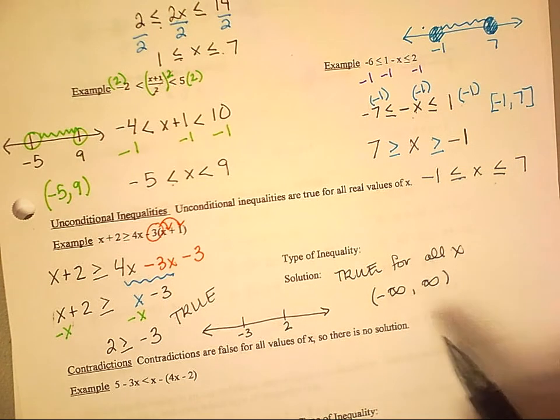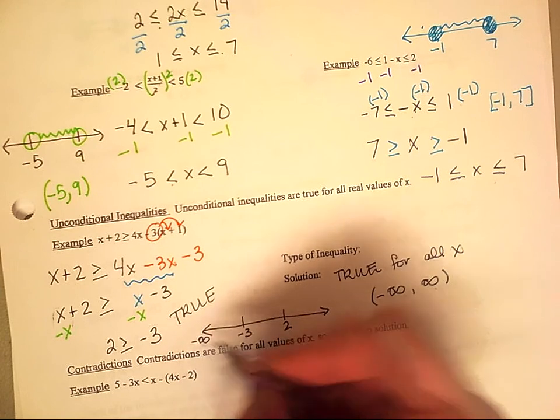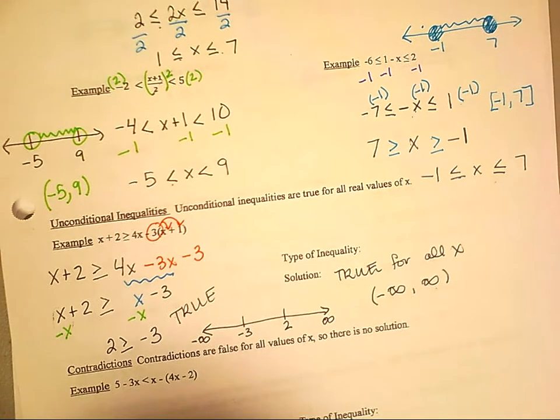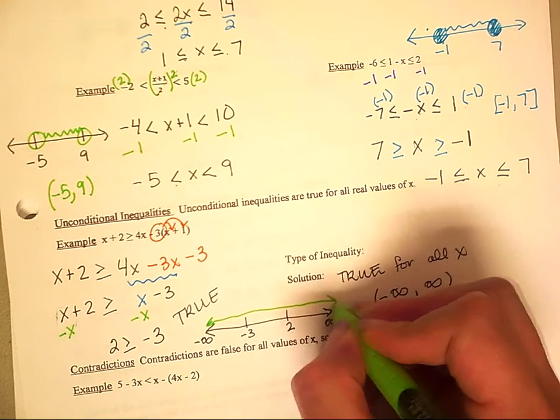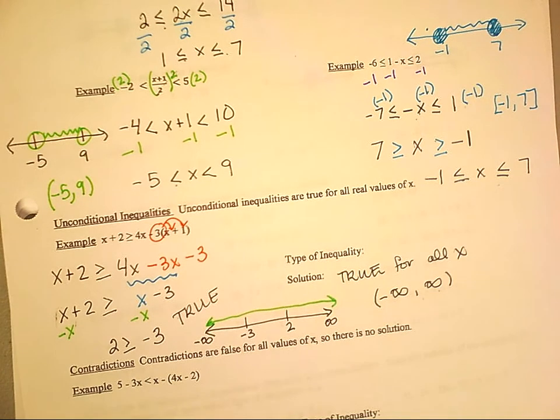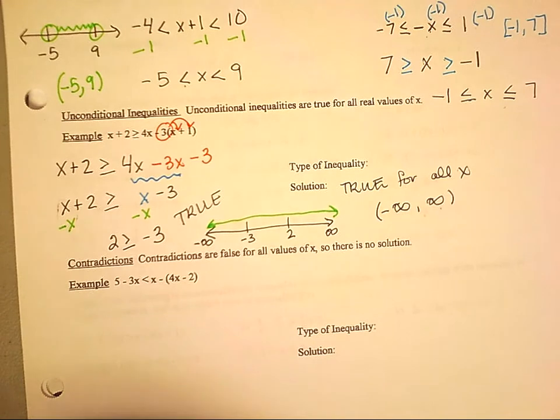True for all x. And when it's true for all real numbers, we can put, now this is the interval notation for all numbers. Remember the number line goes from negative infinity to infinity. So it's true for all values of x.